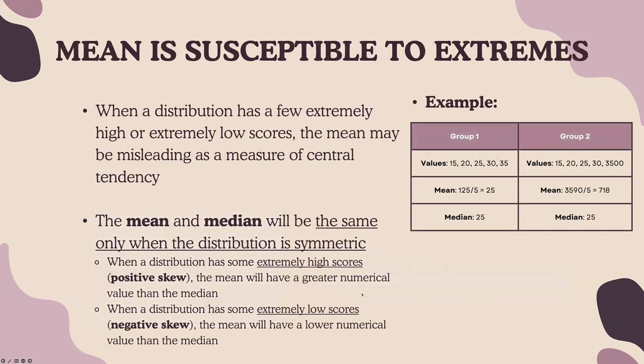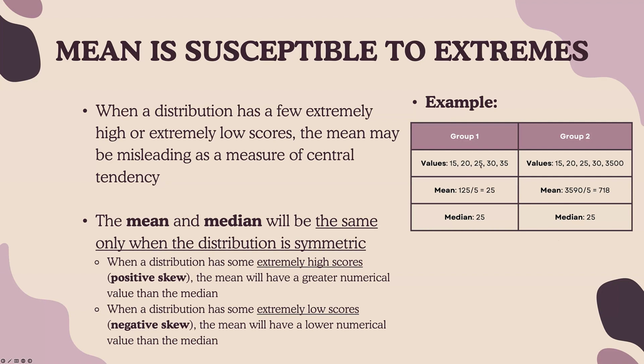It's important to note that the mean is susceptible to extreme scores. This means that if you have one or a few highly extreme scores, high or low, when you calculate the mean, it might pull that value up. If you have a few high extreme scores, it'll pull the mean up, and if you have a few low extreme scores, it'll pull the mean down. Okay. So let's take this example here.